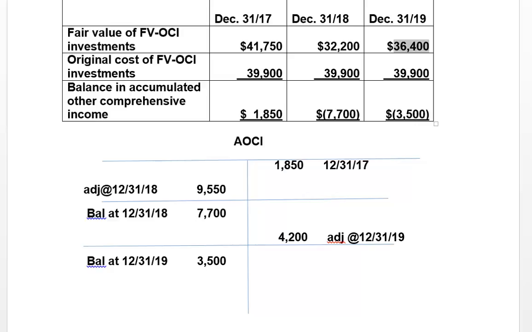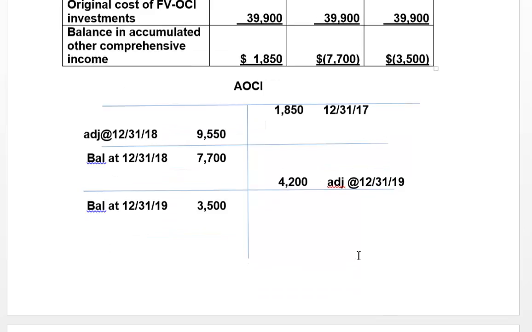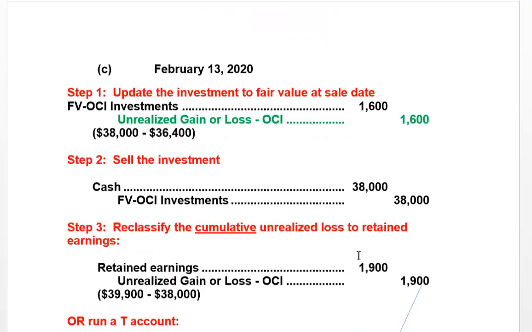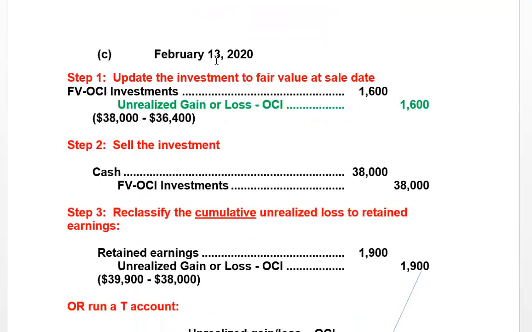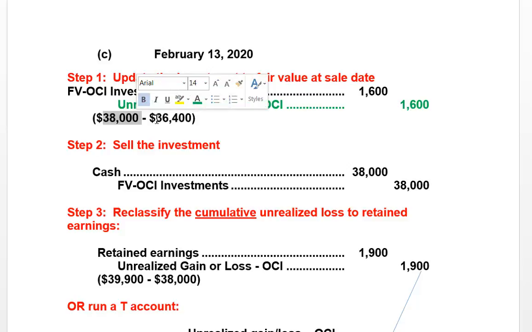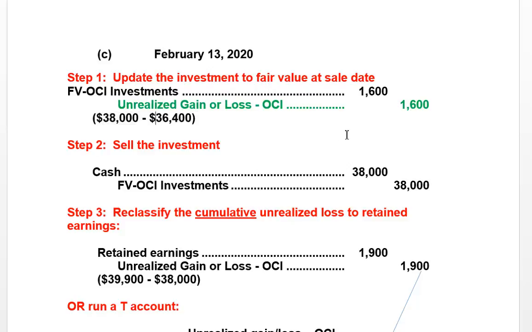Because now we're going to move on to Part C, and we're going to look at the sale of these investments. So now, here we are, Part C. February 13th, 2020, we sell the investment. The question tells us we sell it for $38,000. Well, don't forget, at the end of 2019, the journal entry we made brought it to $36,400.